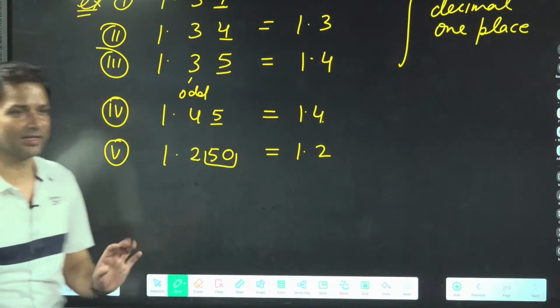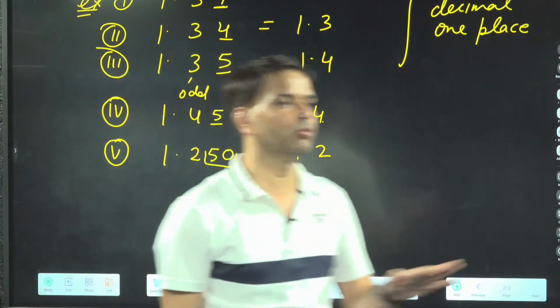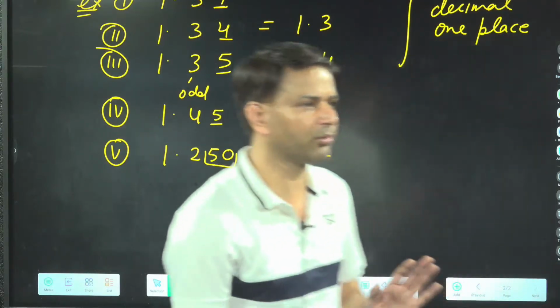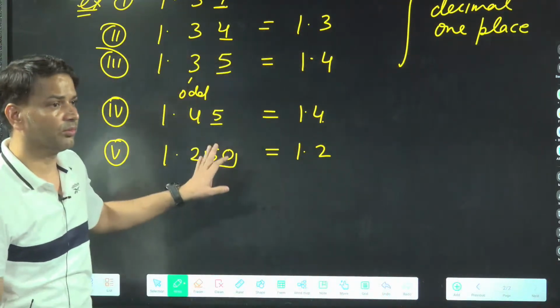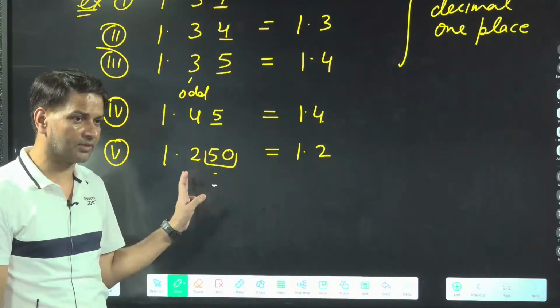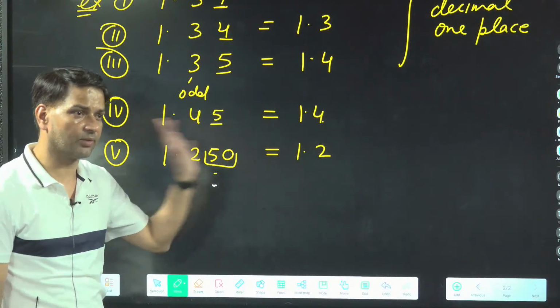Yes or no? So ultimately I am removing the 5, because after that only zero is there, so any 0 I can put. So 5 is equal to 5, so we will check the preceding. Preceding is even. So that's why it is 1.2.